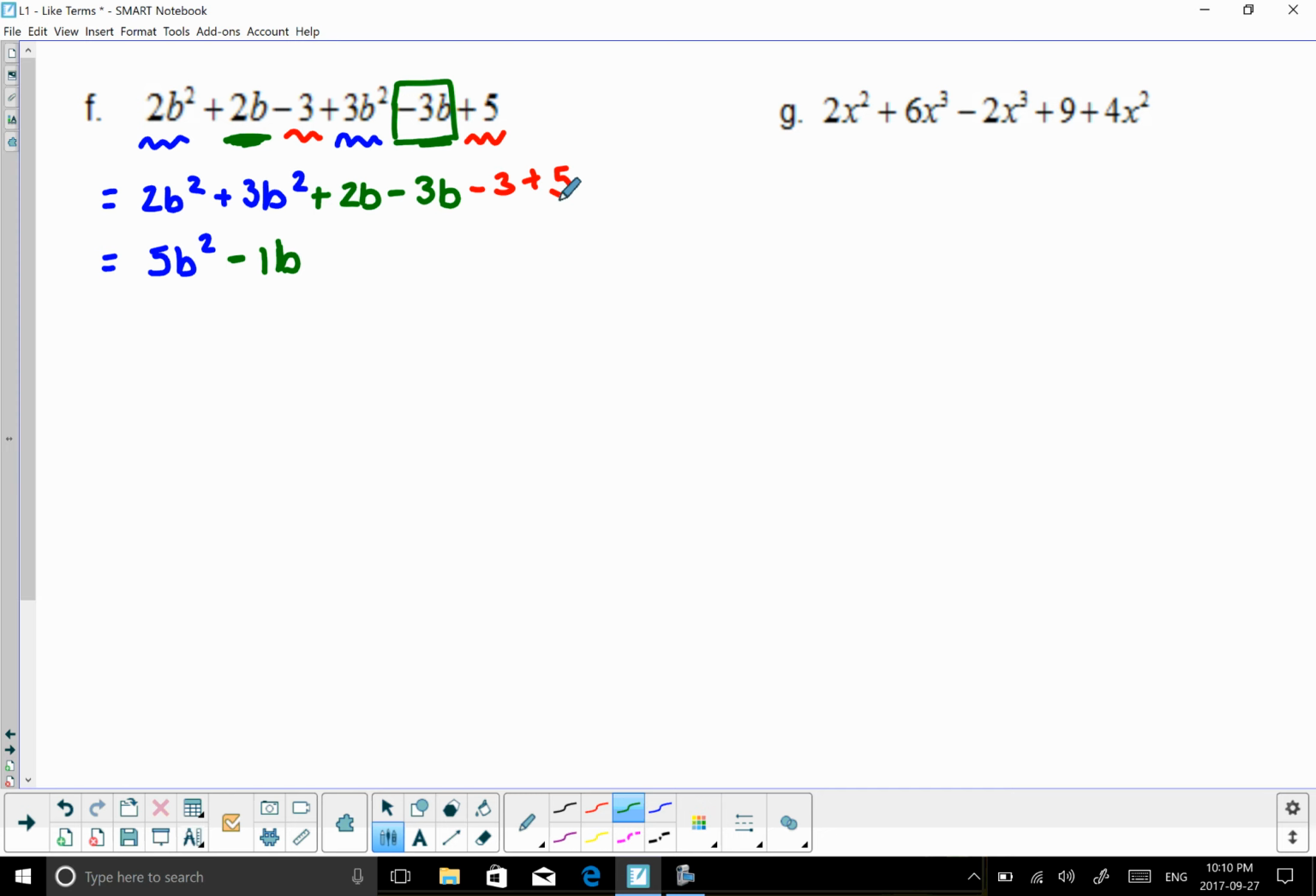Then I have negative 3 plus 5. There's more positives. Definitely going to be a positive answer. And so 5 minus 3 is going to be 2. Again, you can write it without the 1, so you can have an answer of 5b squared. Just write it as minus b plus 2.